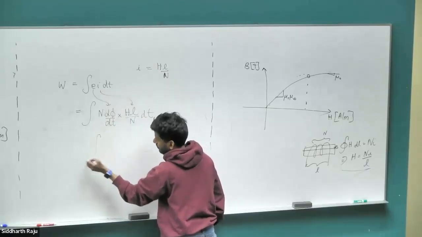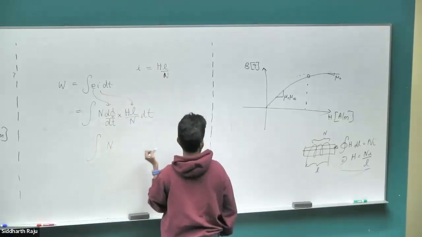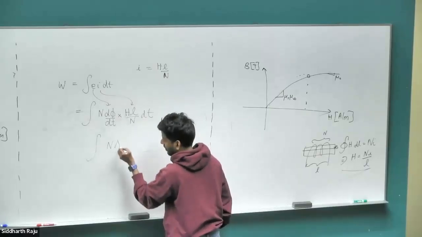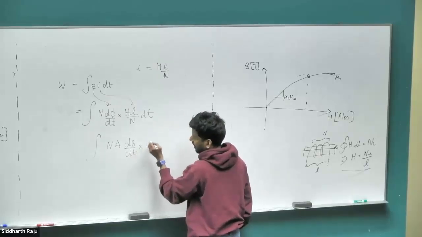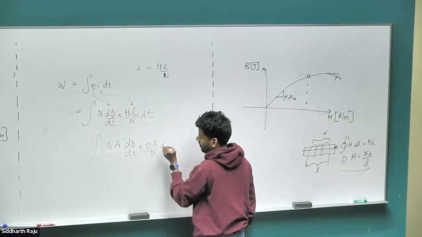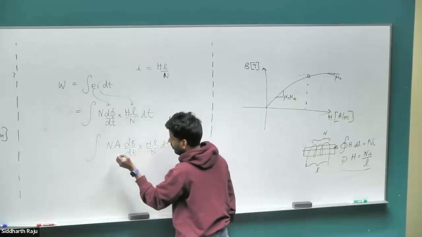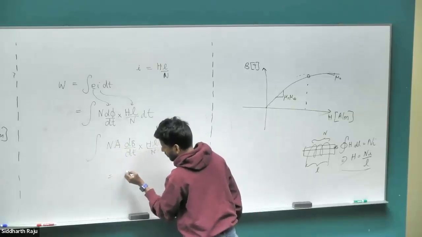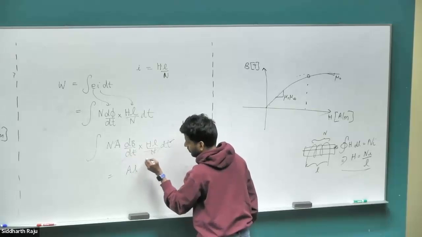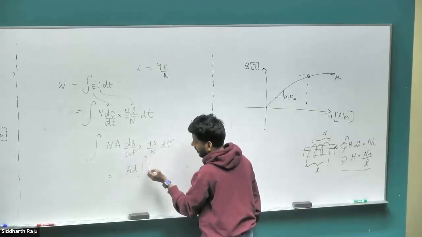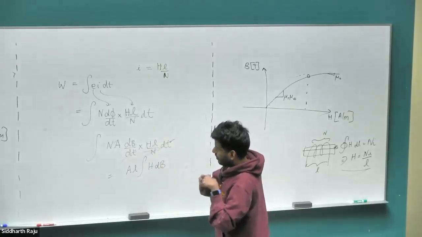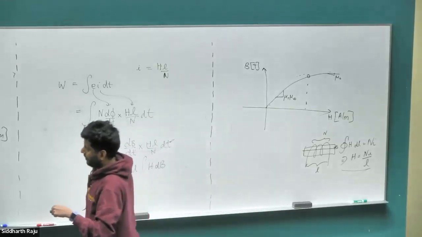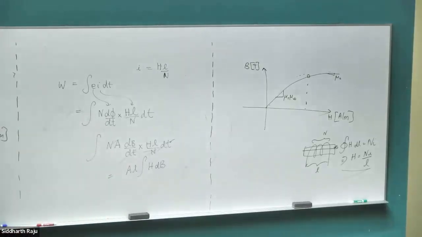And phi itself is B times the cross-sectional area of the solenoid. The cross-sectional area is not changing, so let me take the term out. So dB by dt times H times L divided by N times dt. The dt goes away and N goes away. We end up with A times L, with constants pulled out of the integration, times the integral of H dB.